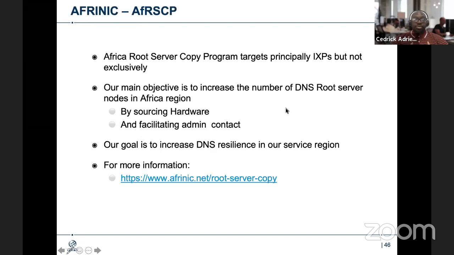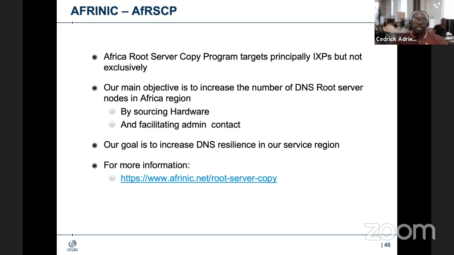And what we do at AFRINIC, we usually support around 5 deployments per year. So that's the max that our budget can support for now. But depending on how things go and if the program is very successful, we can also see how we can increase the number of nodes that we deploy per year.